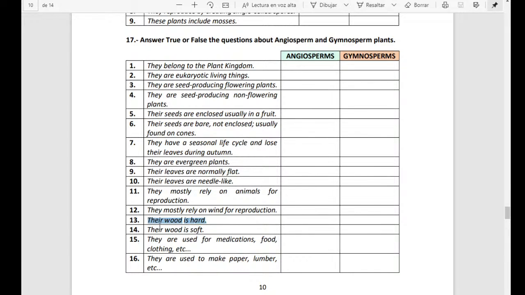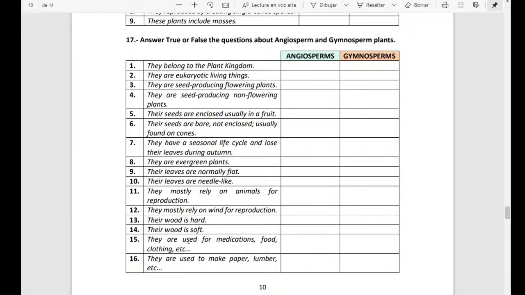This could be difficult. The wood is hard. Now you have to compare the stem of a cone and the stem of an orange tree. It is harder in gymnosperms, so this is true for gymnosperms. And the opposite is true for the other side. The wood is soft, suave, soft. This is not true for gymnosperms. Sorry, for conifers. This is true just for angiosperms.